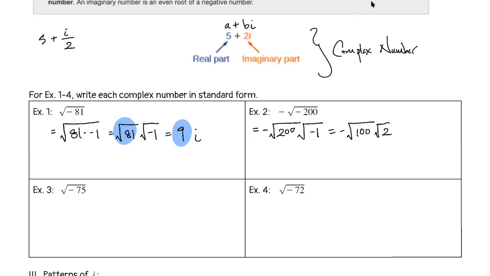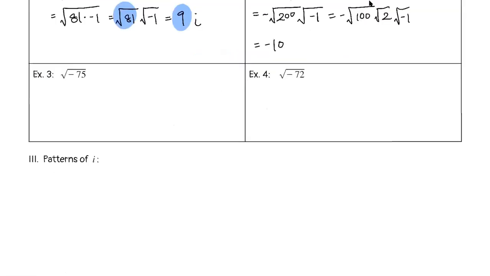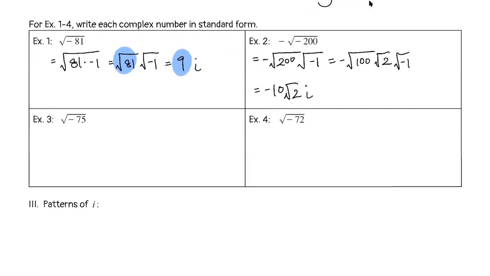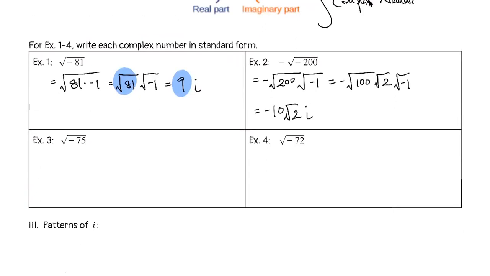And square root of negative 1. Square root of 100, we know, is 10. So I have the negative sign in the front, so negative 10. Square root of 2, I can't do anything with. And then the square root of negative 1, we change to i. All right, so this becomes the i. This becomes the i. Right?